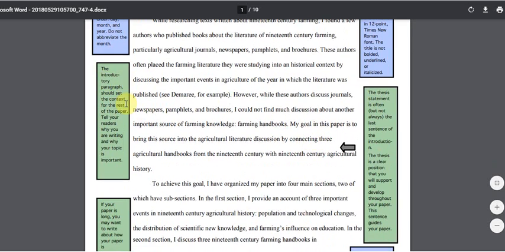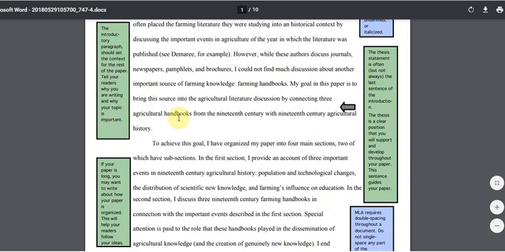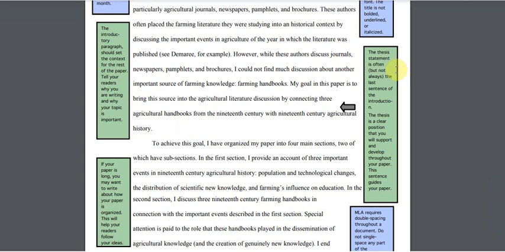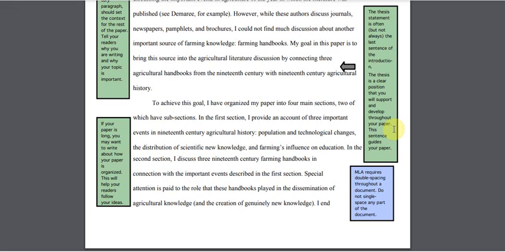The introductory paragraph should set the context for the rest of the paper, tell your readers why you are writing and why your topic is important. And we've gone over that many times. The thesis statement is often, but not always, the last sentence of the introduction. The thesis is a clear position that you will support and develop throughout your paper. This sentence guides your paper.